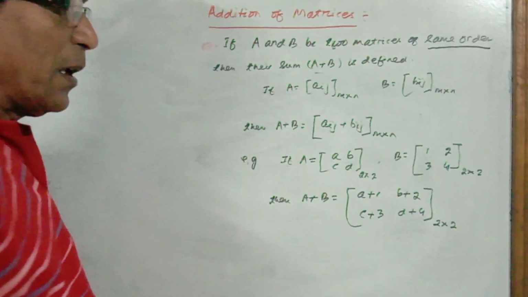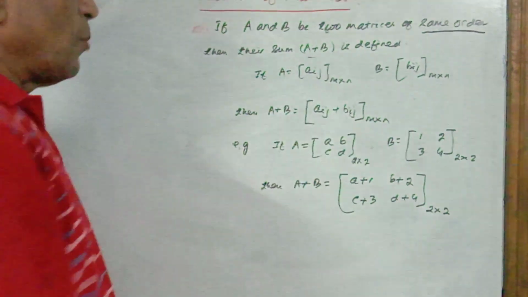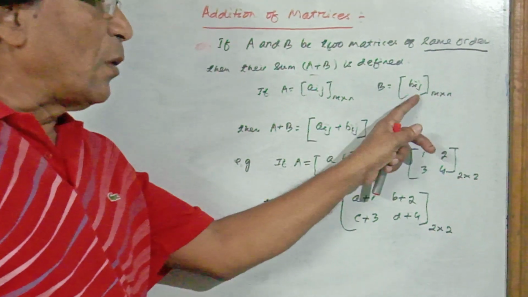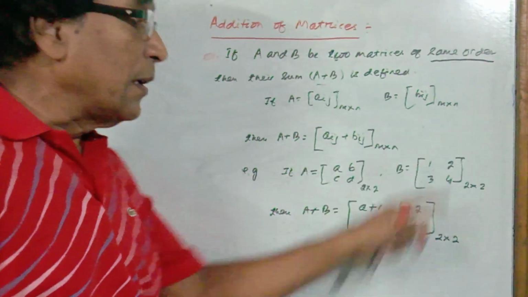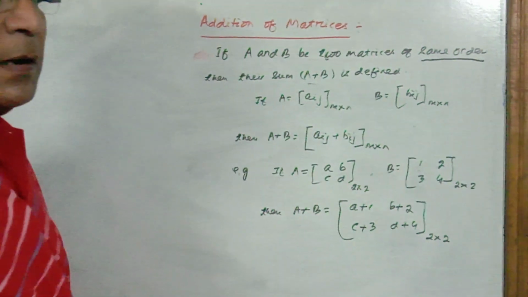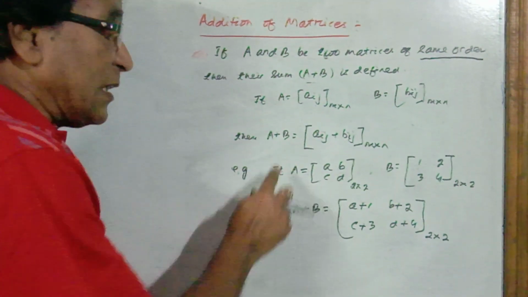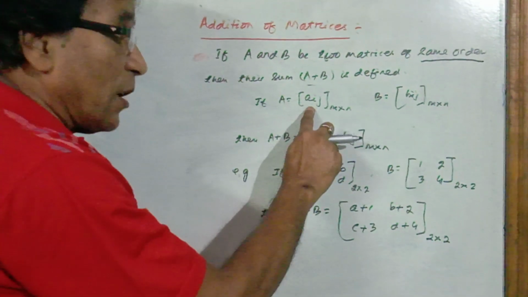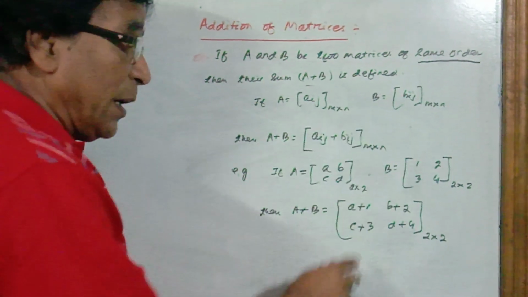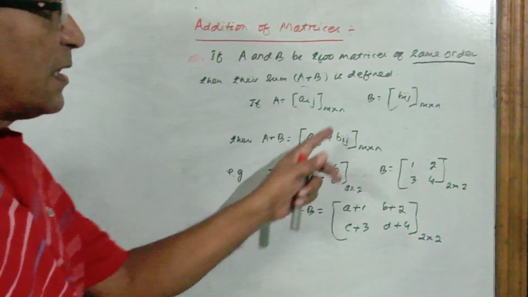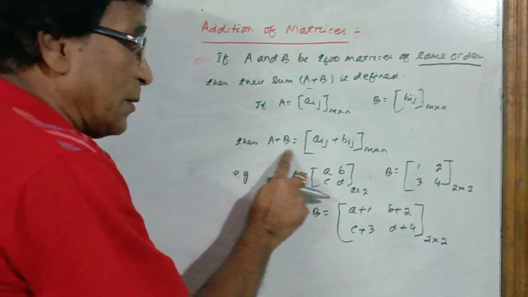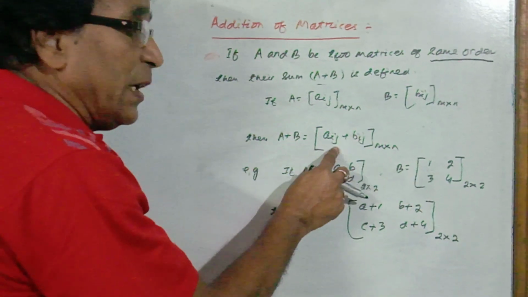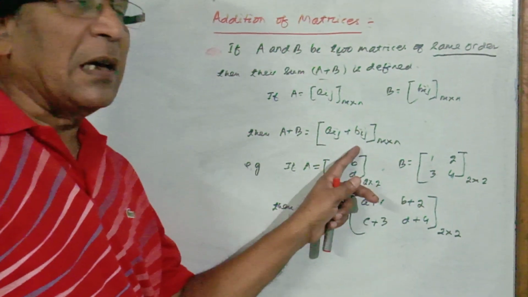That means here you see, for example, if the matrix A is equal to Aij of order m cross n, and the matrix B is equal to Bij of order m cross n, then only A plus B is defined. And what is the value of the A plus B matrix? The A plus B matrix will be Aij plus Bij. That is the sum of the corresponding elements of the matrices A and B, and its order must be the same as the order of the matrices A and B. That means the order of A plus B is m cross n, where every element of A plus B is equal to Aij plus Bij.